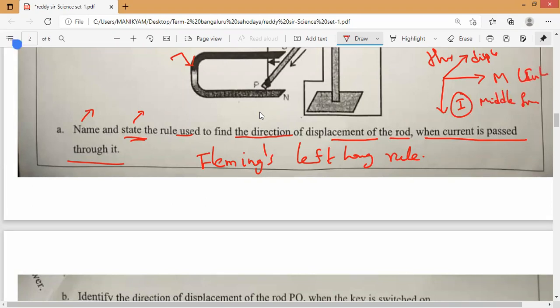If you stretch the thumb, forefinger and middle finger perpendicular to each other, the forefinger points the direction of magnetic field, the middle finger points the direction of current, and the thumb points the direction of motion or force acting on the conductor. That is what they are saying. Name and state. State means you have to write it. Left hand rule, three fingers: forefinger is magnetic field, middle finger is direction of current, and thumb is displacement or force exerted on the conductor. Then you will get half mark plus half mark, 1 mark.